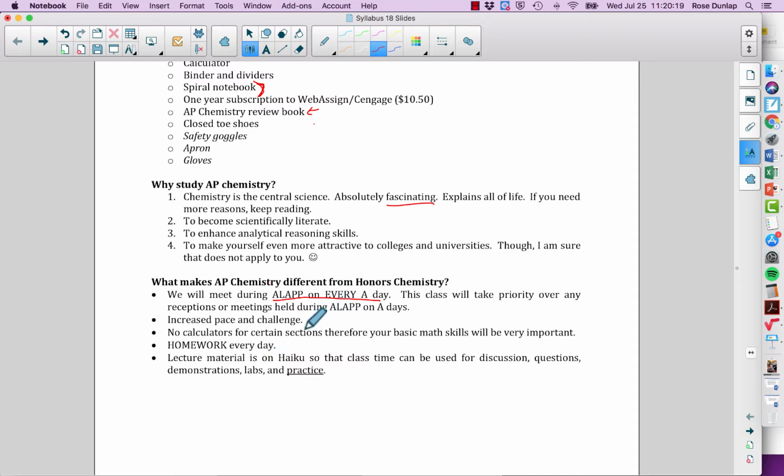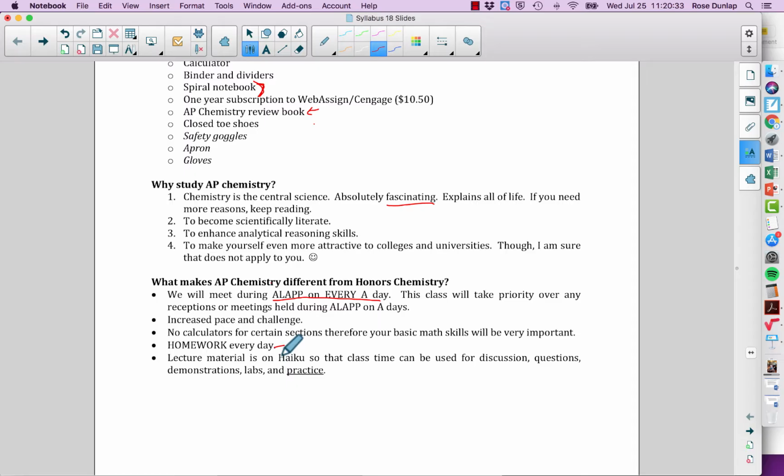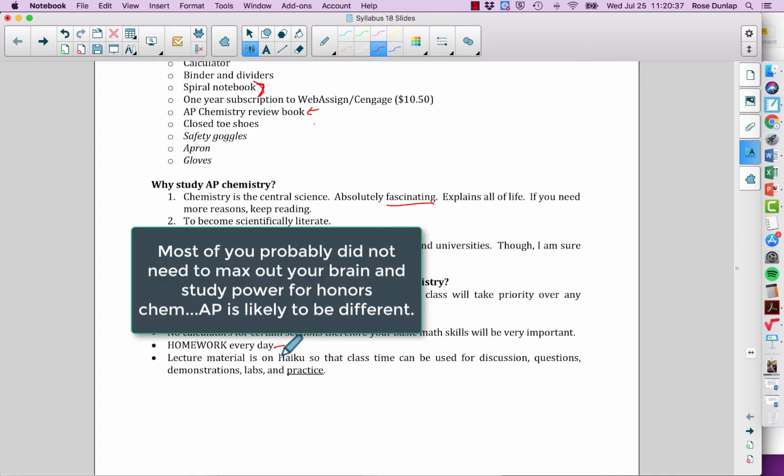Anyway, it's obviously harder, it moves faster. There are certain parts where there's no calculator, so we do sort of need to refresh our memories on basic math skills. We talk about in Honors Chem how there's homework every day. In AP Chem, I cannot emphasize enough that you really do have to do homework every day, okay? In Honors Chem, it was you ought to do homework every day if you want to stay on top of things and do your best.